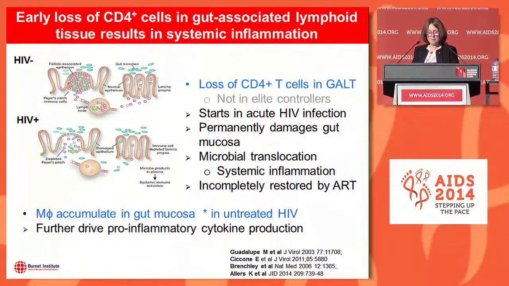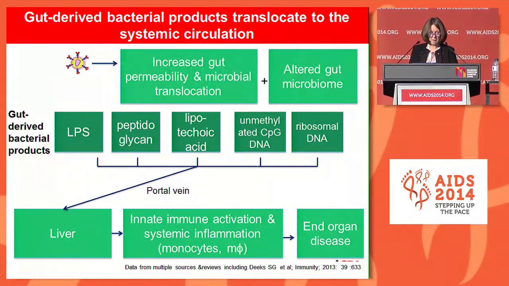Meanwhile, macrophages accumulate in the damaged gut mucosa, particularly in untreated individuals, and they can further drive pro-inflammatory cytokine production. As a consequence of increased gut permeability, gut-derived bacterial products are able to move from the gut through the liver into the systemic circulation, where they contribute to an environment of inflammation and immune activation. And this contributes, we think, to end organ disease. But it's not as simple as all this.